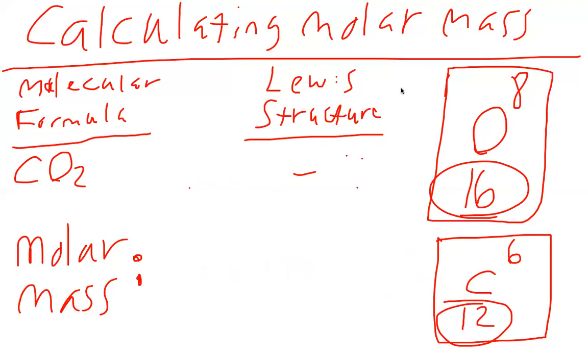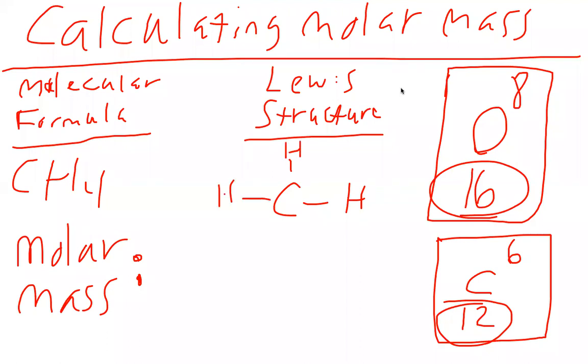So the last chemical that was in our chemical equation that we started with today was CH4. So we were looking at methane combustion. And CH4 has the Lewis structure C, H, and then we'll go H, and then we'll go H, H like that. Okay, and what's the molar mass of CH4?